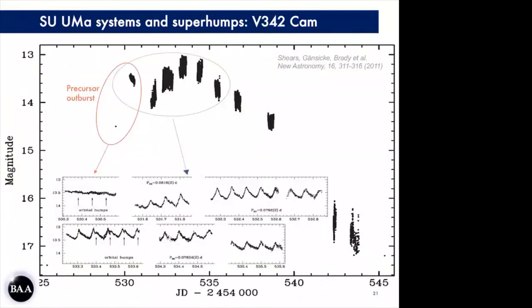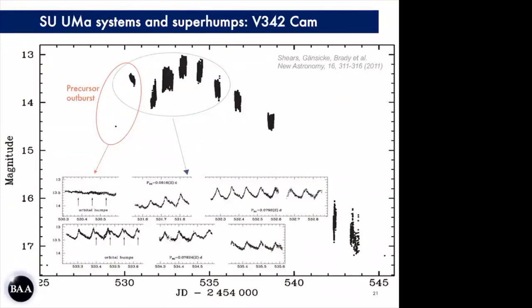So one area of cataclysmic variable star astronomy that's attracted a lot of interest is the study of the so-called super outbursts of a particular kind of family of dwarf novae known as the SU Ursae Majoris stars, SU UMa for short, named after the archetypal system.